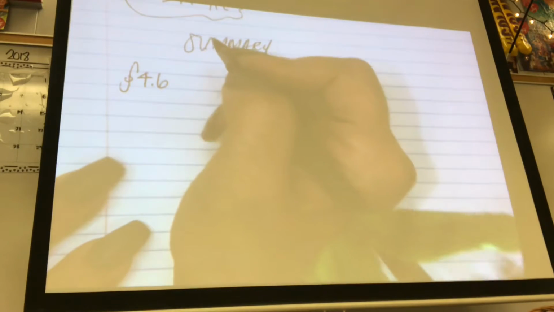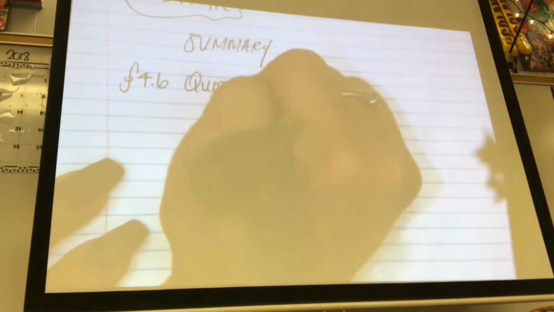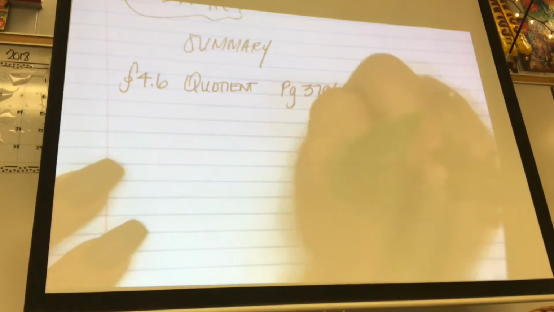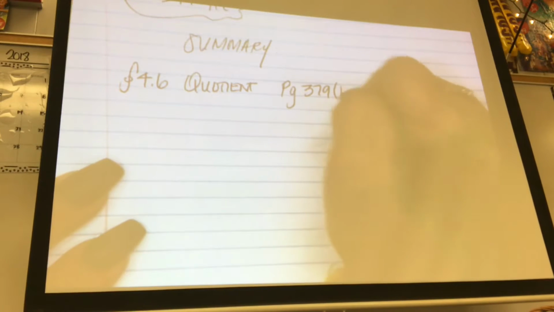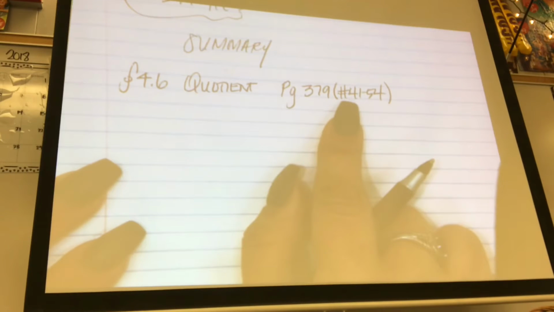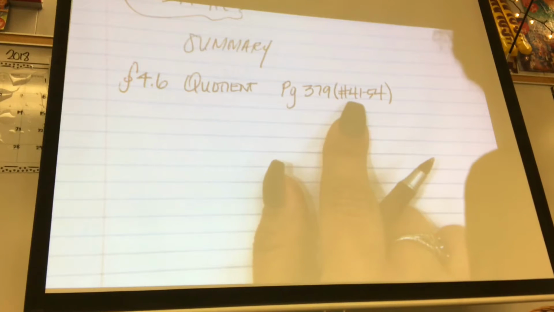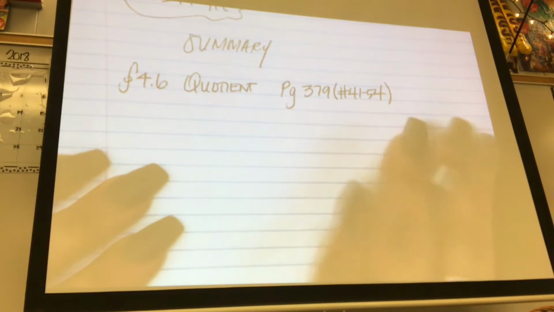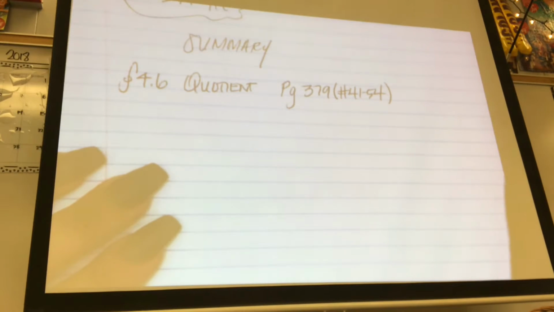Let's go. I just remembered it's Wednesday, so I gotta go faster. Section 4.6, quotient. Tonight's homework is page 379, numbers 41 through 54. Okay guys, that's a 4 and a 1, and then through 5, 4. Just making sure we're all on the same page here.